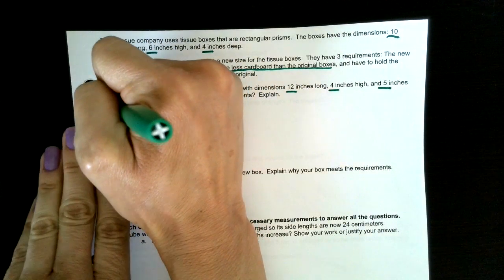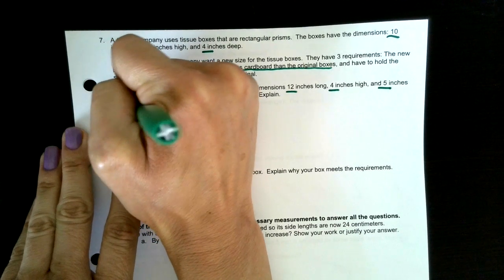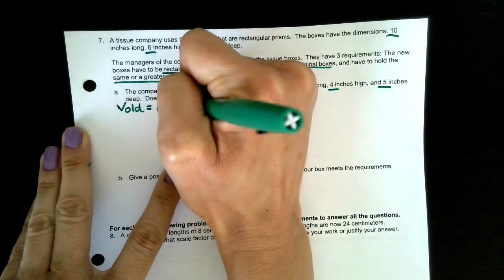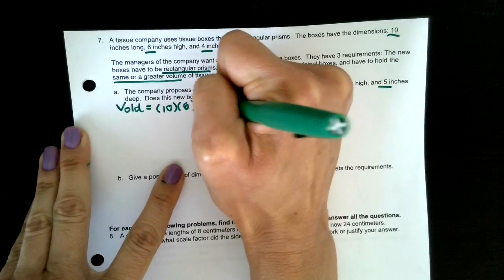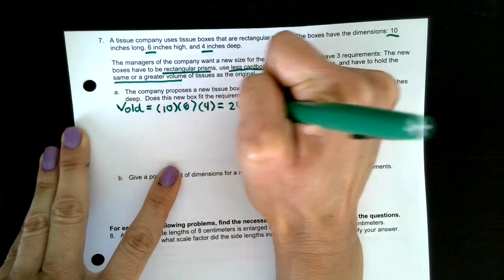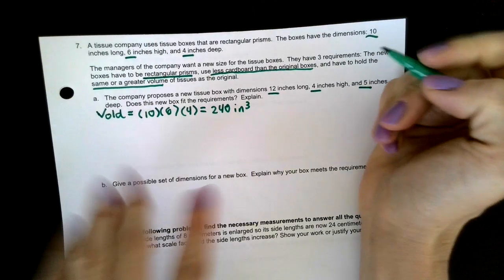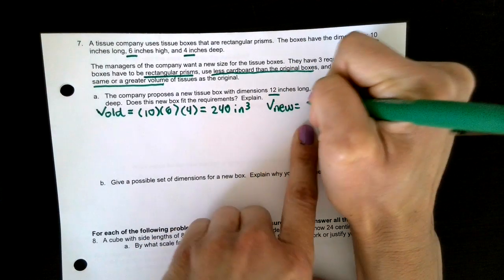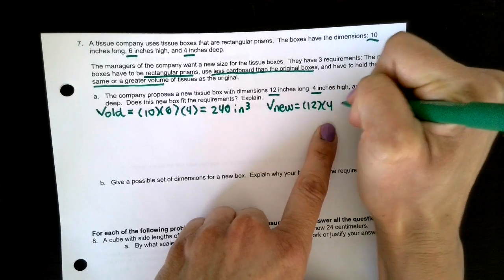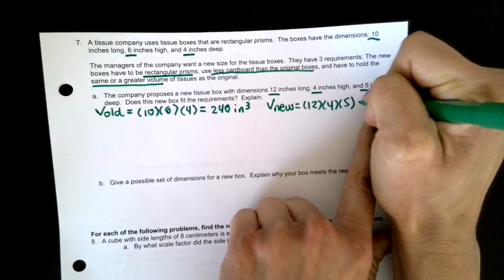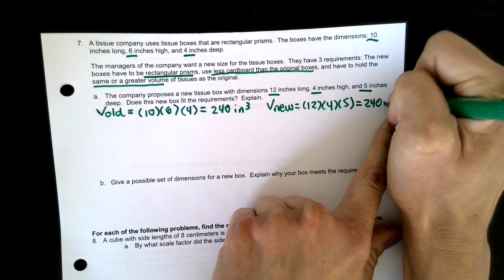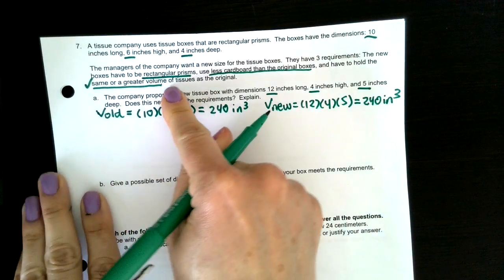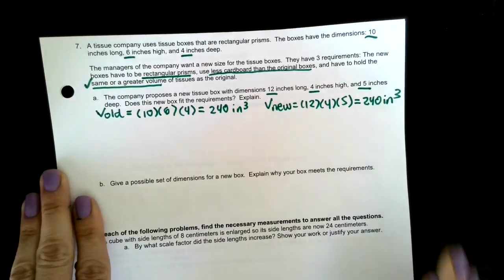Okay, so first thing we can do is look at the volume of the old rectangular prism, which was 10 by 6 by 4. So that's 240 inches cubed. And we can also look at the volume of the new box, which is 12 by 4 by 5, which is also 240 inches cubed. So far it does satisfy that requirement right there. They do have the same or greater volume. They have the same volume.